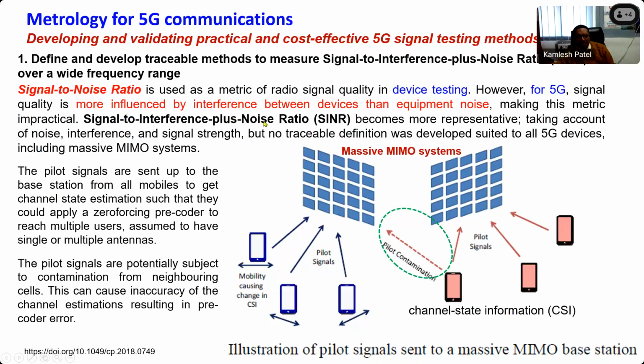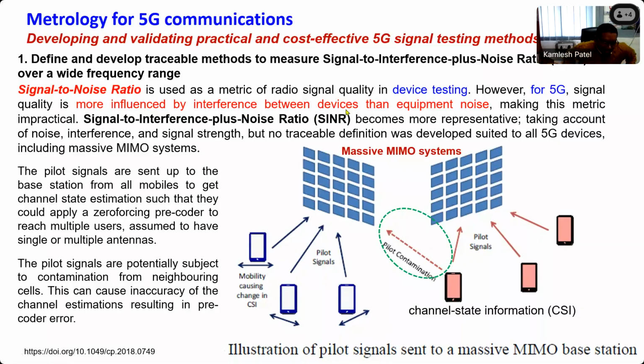There is a small but significant difference between the signal to noise ratio and the signal to interference plus noise ratio. SNR is used as a metric for radio signal quality for device testing. So if you want to test any device performance, go and check the parameter SNR. But for 5G, signal quality is more influenced by interference between the devices than the equipment noise.